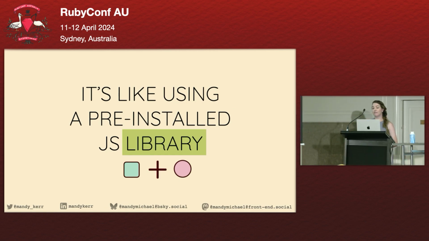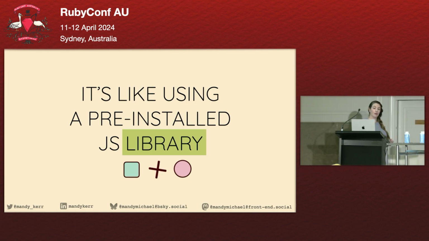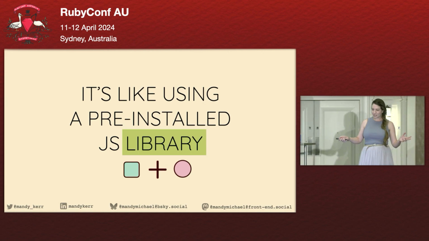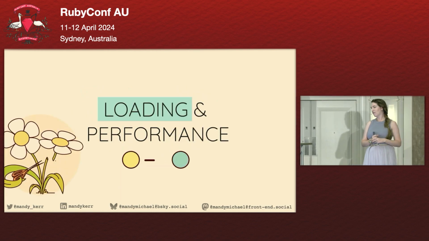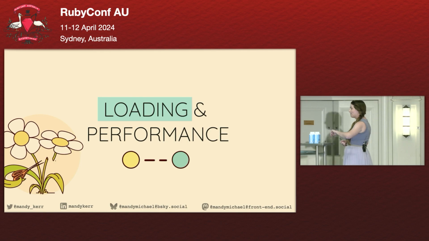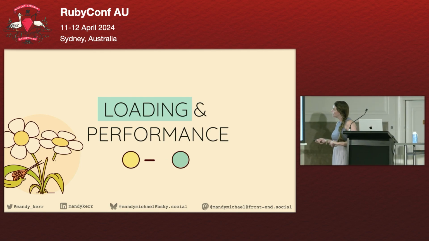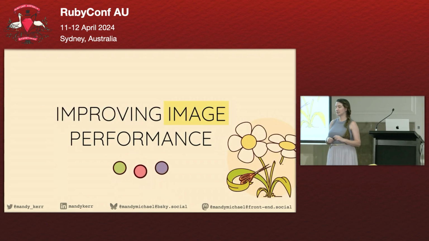When you make use of native functionality, it's basically like using a JavaScript library that's already built for you. This means less JavaScript, smaller JavaScript bundle sizes, which improves the performance of our pages, which is what we're going to talk about for the next 15 minutes, specifically about performance. And we're going to focus first on images.